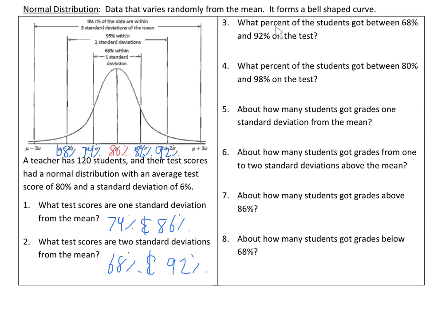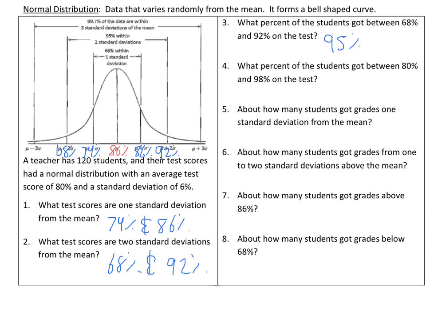So what percent of the students got between 68% and 92% on the test? From 68% to 92%, can you tell that would be within two standard deviations? And if you think about that, on a normal distribution, isn't that 95% of the people? So this would be 95% of the students would be in that interval.